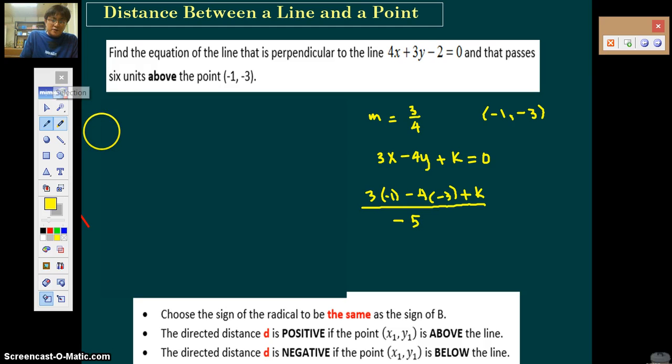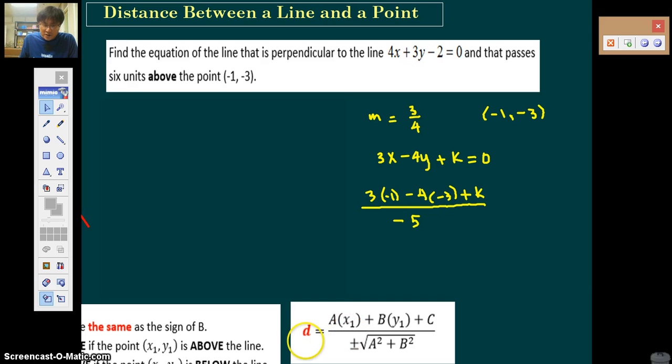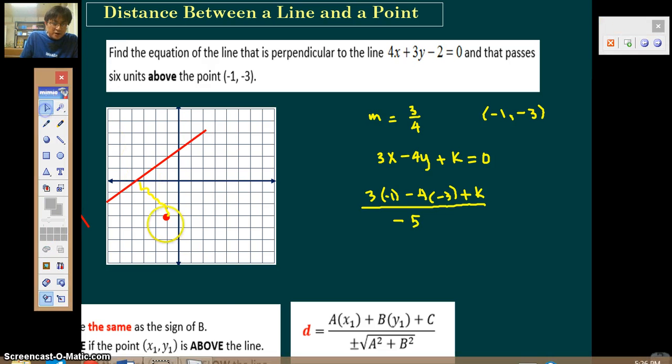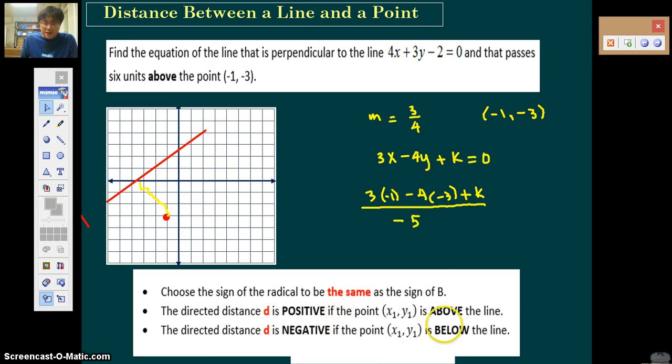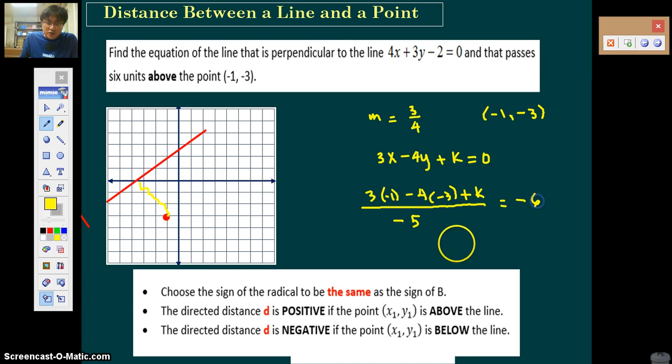Okay, now we have completed the right side of our formula. Now, what is our directed distance D? Now, this is the point negative 1, negative 3. If our line will pass 6 units above, then this must be where the line should be. It should be above the point. Let's say this is 6 units. So if this is the case where the line is above the point, it follows that our point is below the line. So we should use a negative directed distance. We should equate this to negative 6 because the point is below the line.